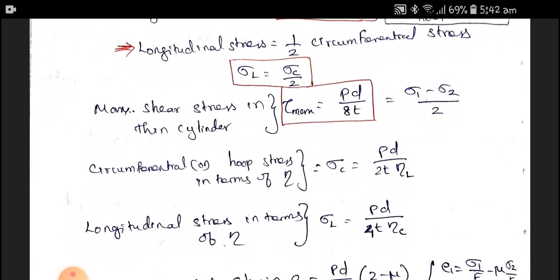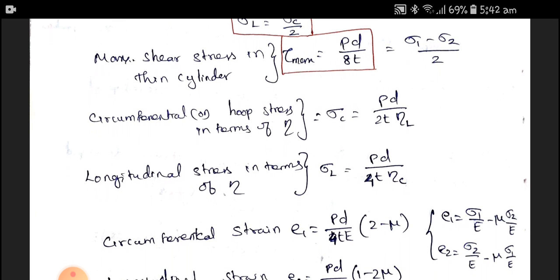Next is an important formula: circumferential or hoop stress in terms of efficiency. If we know the boiler efficiency, the circumferential or hoop stress in terms of efficiency, sigma c, is equal to pd by 2t into efficiency eta L. Here, for the circumferential stress we use the longitudinal efficiency, and for the longitudinal stress we use the circumferential efficiency. Likewise the formulas are given.